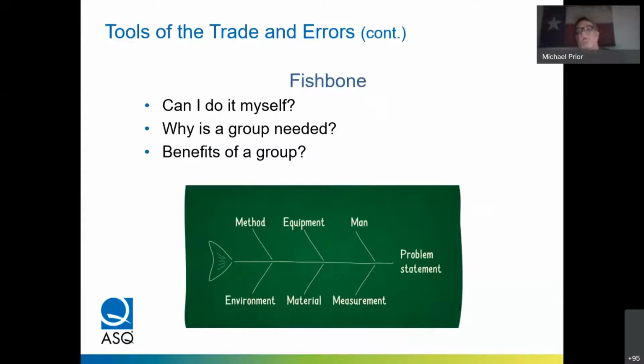Another tool of the trade that's very popular is the Fishbone. And I've had this question asked of me too. It's like, can I do it myself? Well, if you're brilliant, you might give it a shot. But Fishbone is primarily designed as a group setting tool. And the next question I've asked, why is a group needed?